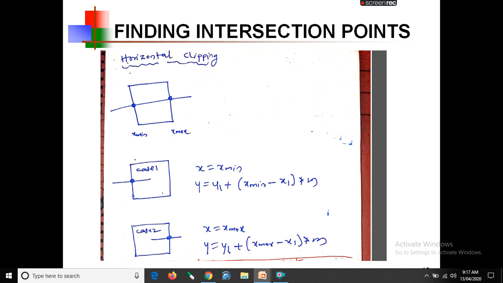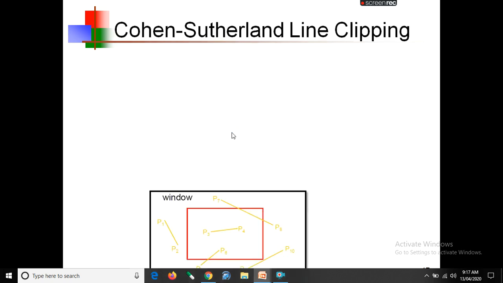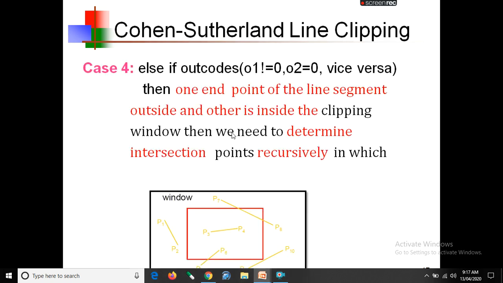I'll move to case 4. Assume that case 1 is false, case 2 is false, and case 3 is also false. Assume case 4. So what does case 4 mean?